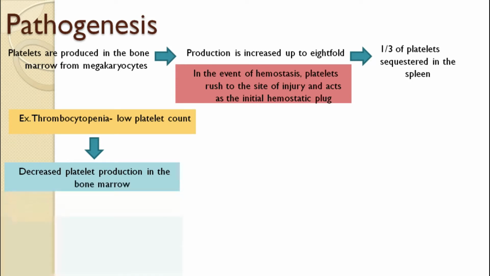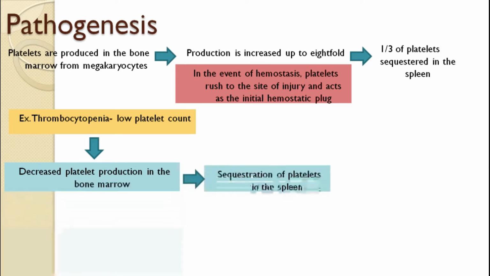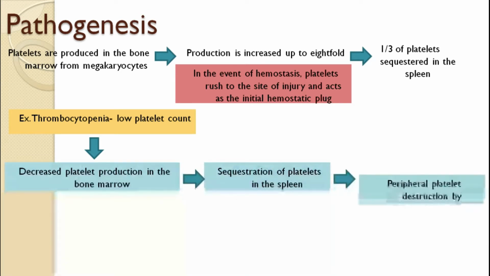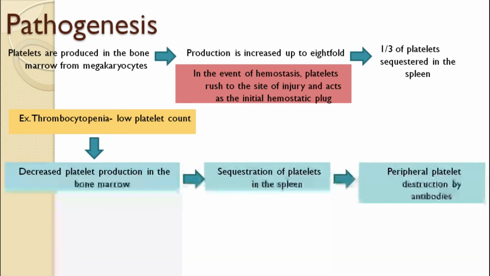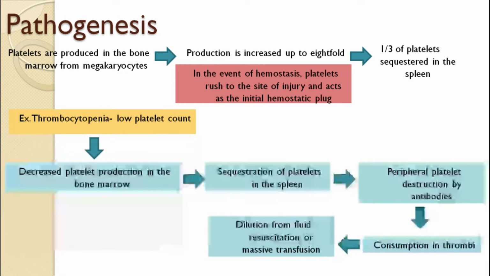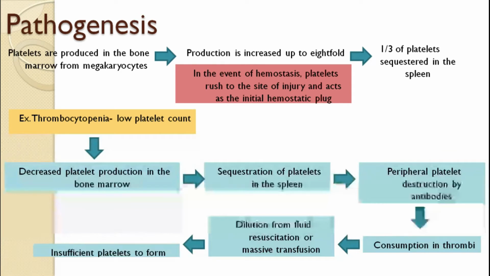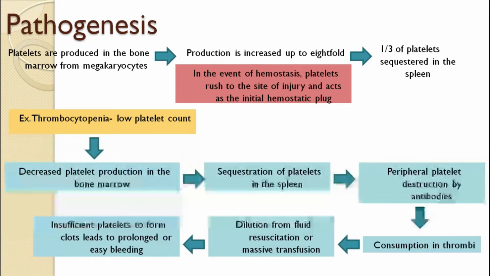Because of decreased platelet production in the bone marrow, there is a sequestration of platelets in the spleen. What happens is there will be peripheral platelet destruction by antibodies and consumption in thrombi. In turn, there's dilution from fluid resuscitation or massive transfusion. Hence, insufficient platelets to form clots leads to prolonged or easy bleeding.